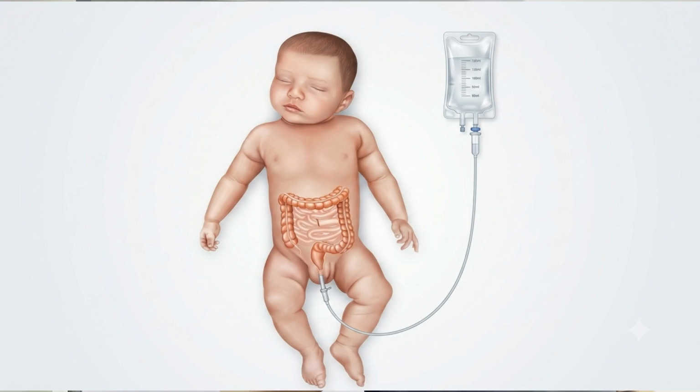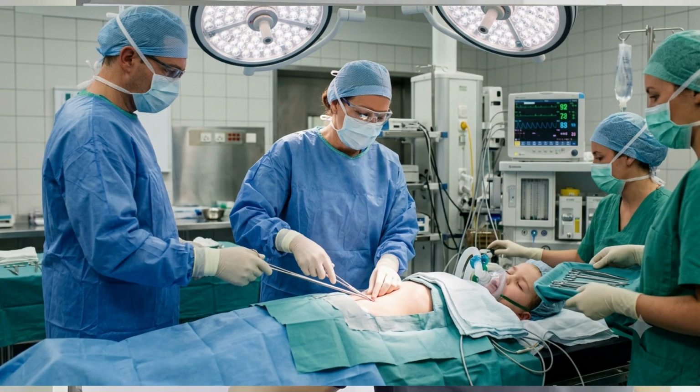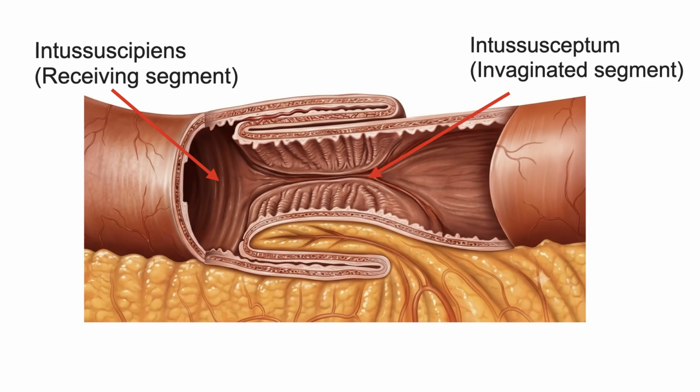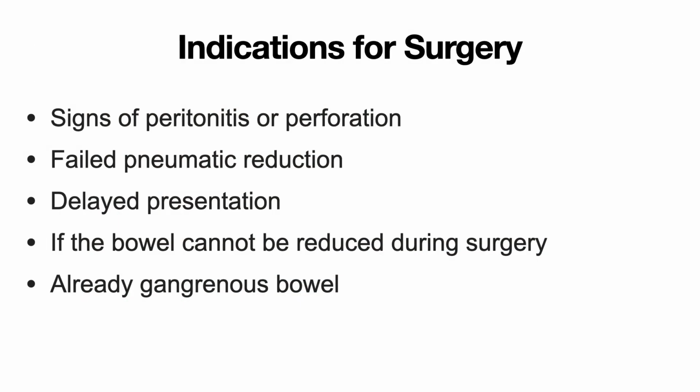However, surgery becomes absolutely necessary if the patient shows signs of peritonitis or perforation, or if the pneumatic reduction fails. Delayed presentation is also a relative indication for surgery. During the surgery, the surgeon performs a gentle retrograde reduction, squeezing the apex out of its containing bowel rather than applying traction to the proximal bowel. If the bowel cannot be reduced or it's already gangrenous, that section must be resected.